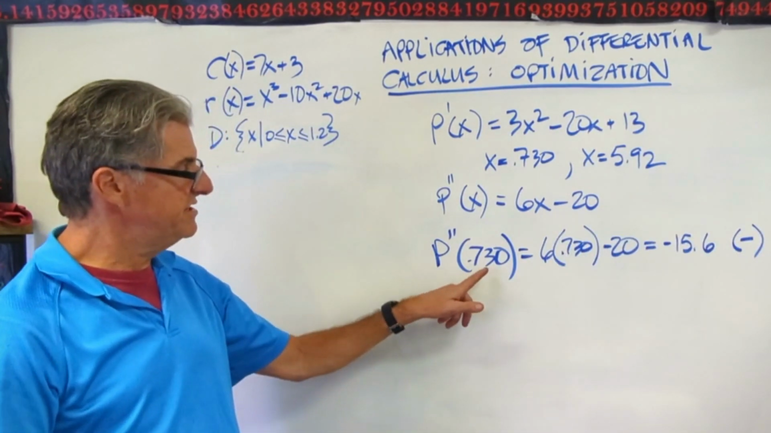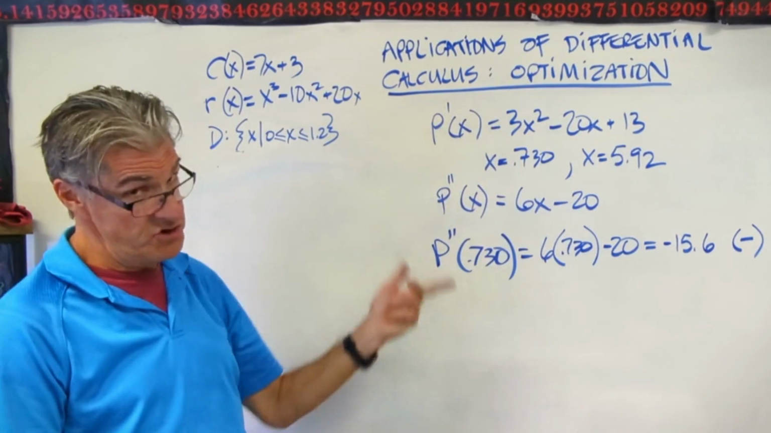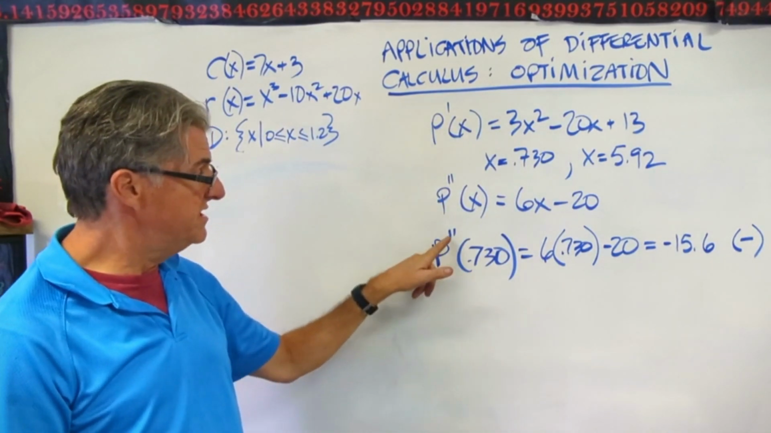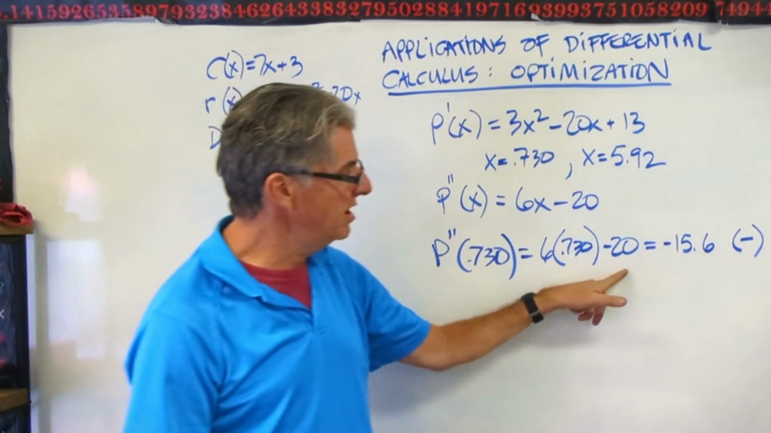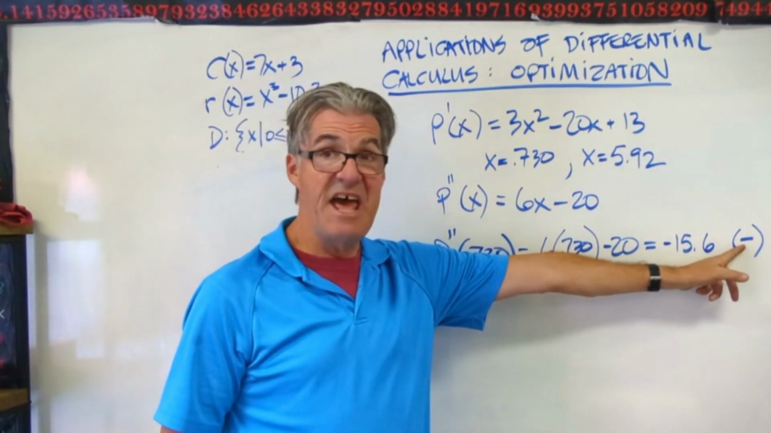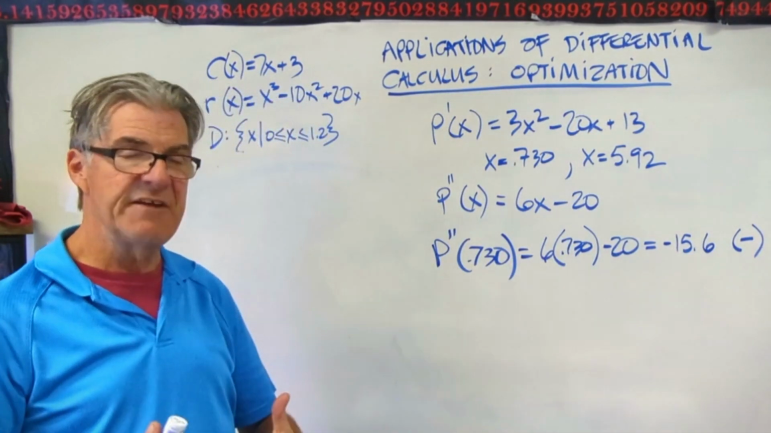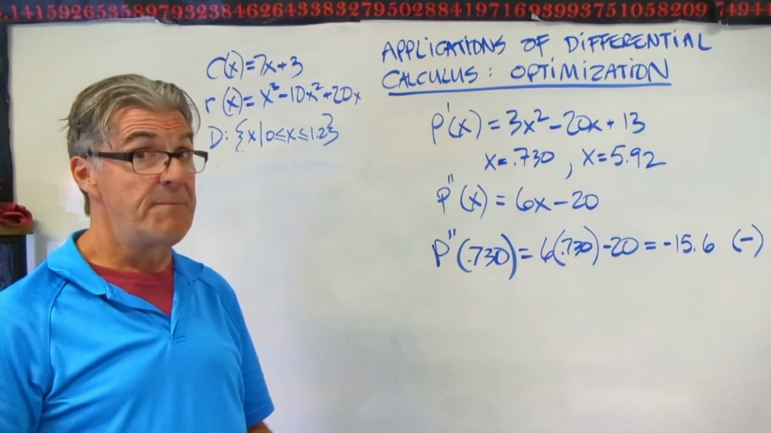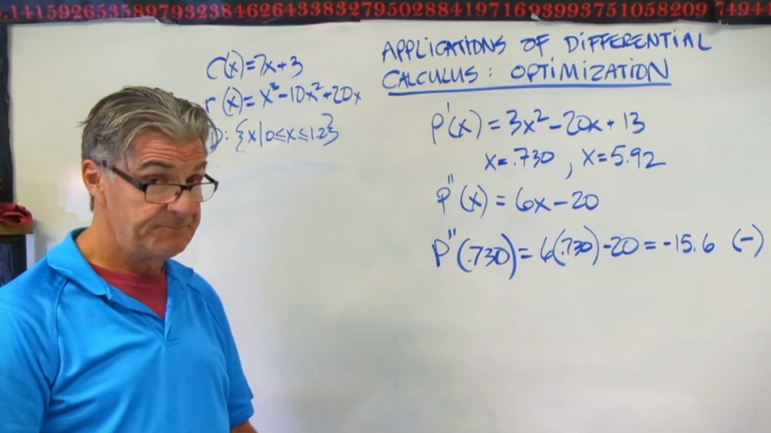Okay, so I went ahead and did this. This is my turning point, right? But we just don't know if it's a max or a min. So I did my second derivative of 0.730, did my plug-in step. I wind up with minus 15.6. So that's a negative number. Now, when the second derivative gives you a negative number, what does that tell you about the original function? Think about that for a minute and come back.